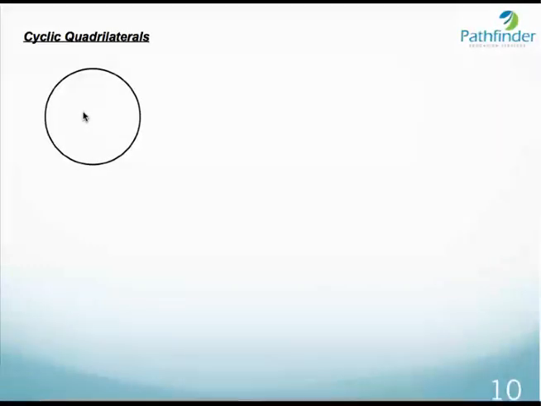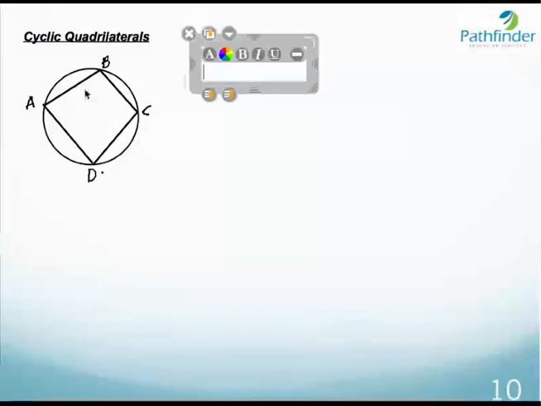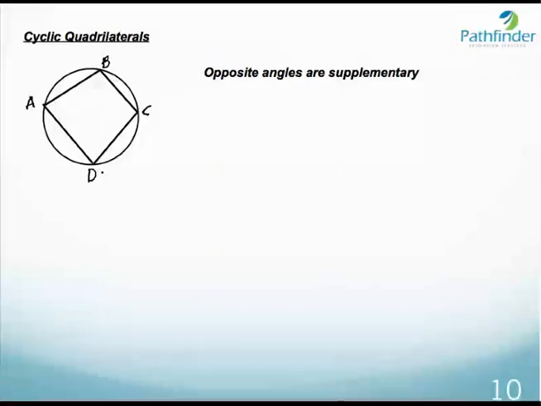Next, let us take a look at some properties of cyclic quadrilateral. As you know that cyclic quadrilaterals are quadrilaterals all of whose vertices fall on the circumference of a circle. So let us draw one. So here is a cyclic quadrilateral. So in case of a cyclic quadrilateral, opposite angles are supplementary, which means the opposite angles shown here, angle A and angle C, their sum is 180 degrees. And similarly, B and D, which are opposite angles, their sum also must be 180 degrees.